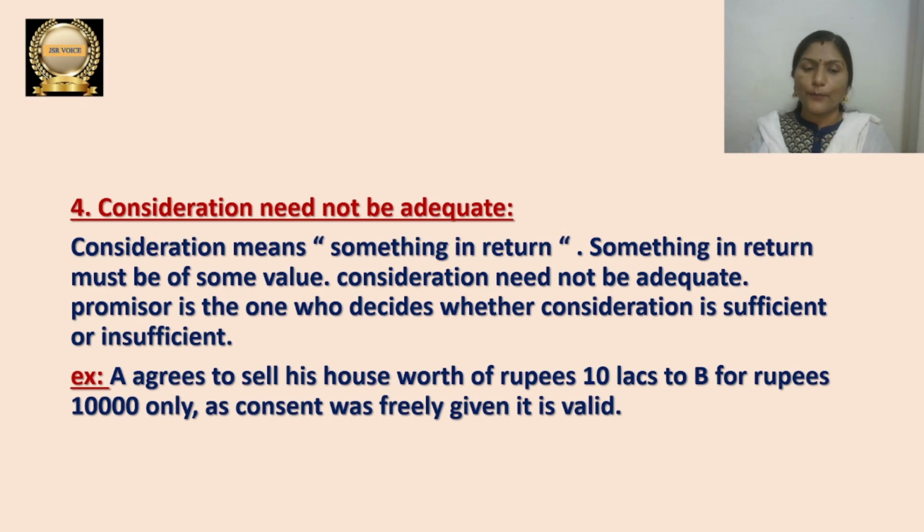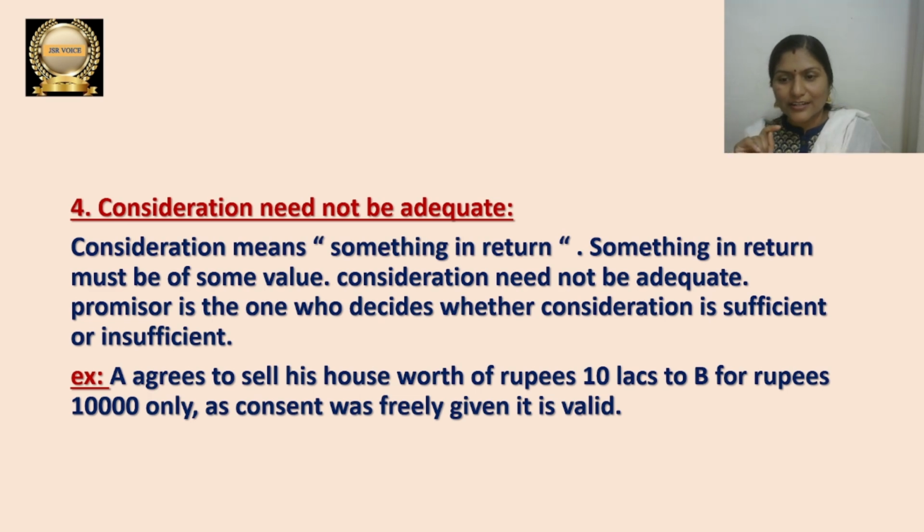Let us take one example and let us discuss. A agrees to sell his house worth rupees 10 lakhs to B. Here A is entering into one agreement with B that A is ready to sell his house worth 10 lakhs. What is the value of the house? 10 lakhs actually. A is ready to sell to B. But for how many rupees? 10,000 only. Okay, the value of the house is 10 lakhs actually. But in return what is A doing? A is saying that I will give my house to you worth 10 lakhs, but you give me only 10,000 rupees. There is consideration for both the parties.